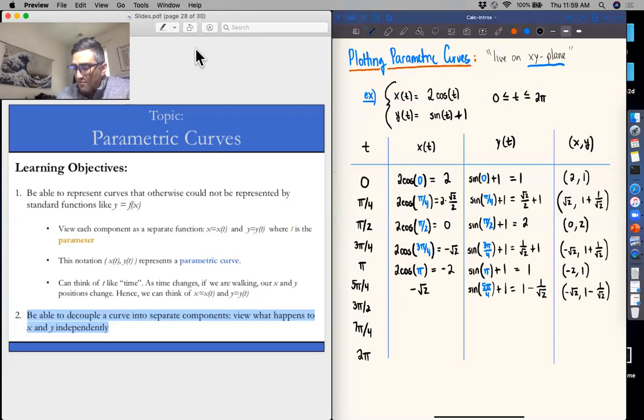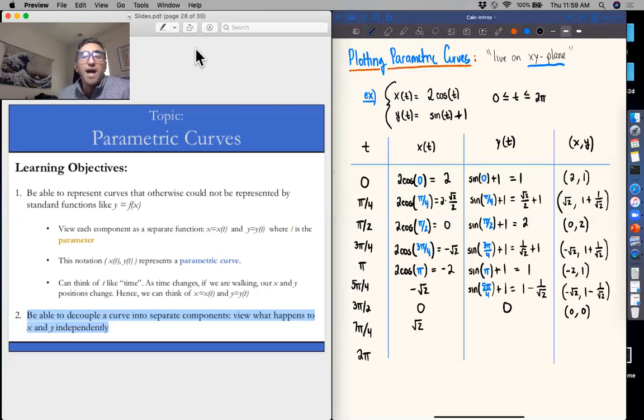All right, looking at the 3 pi over 2 case, well, cosine of 3 pi over 2, same as cosine of pi over 2, that thing is 0, so x is equal to 0. Sine of 3 pi over 2 is -1. So we get a -1 plus 1, so that y equation is equal to 0. So this point is 0, 0. 7 pi over 4, if we evaluate 2 times cosine of 7 pi over 4, that'll actually give us the same cosine value as pi over 4 before. So this value is actually equal to the square root of 2.